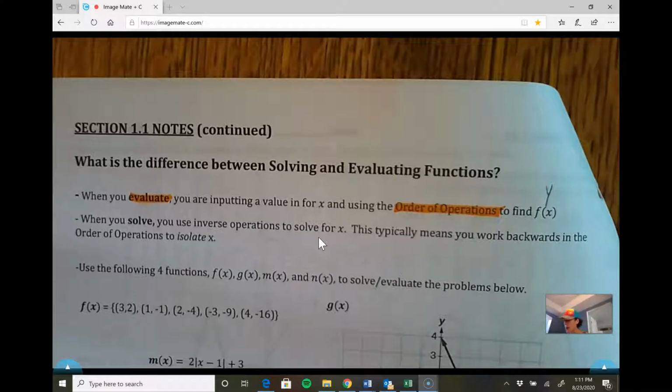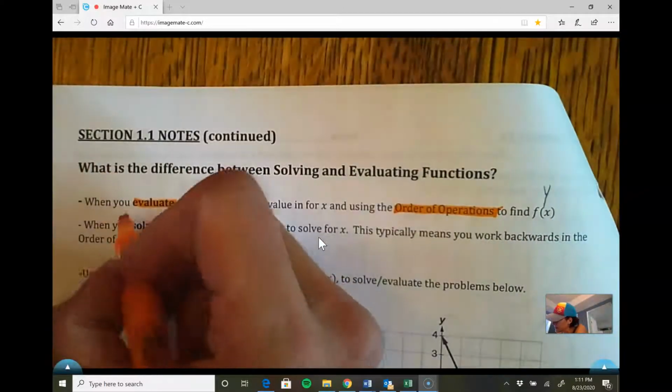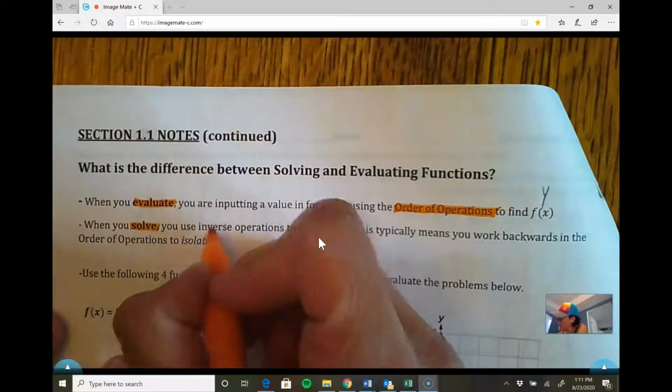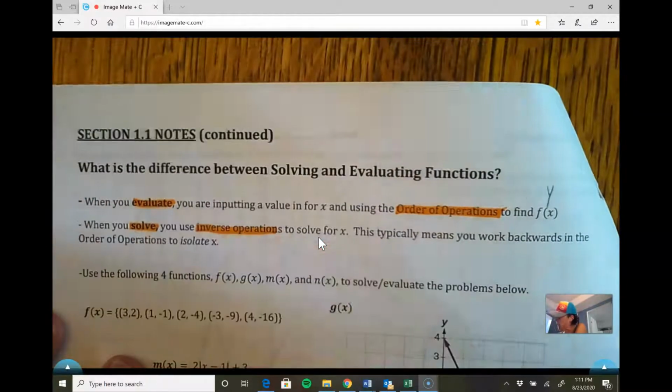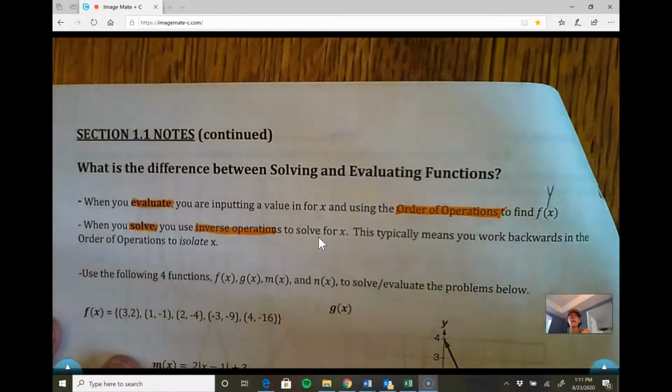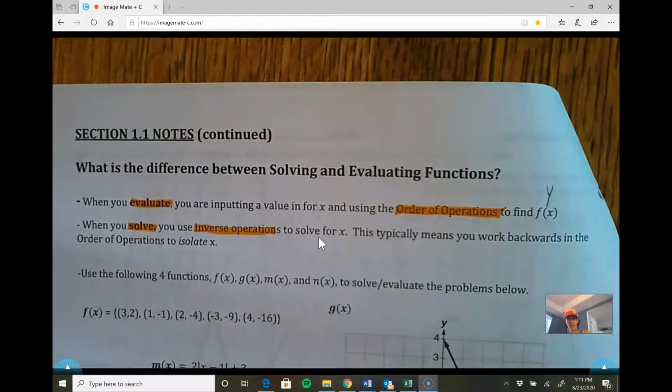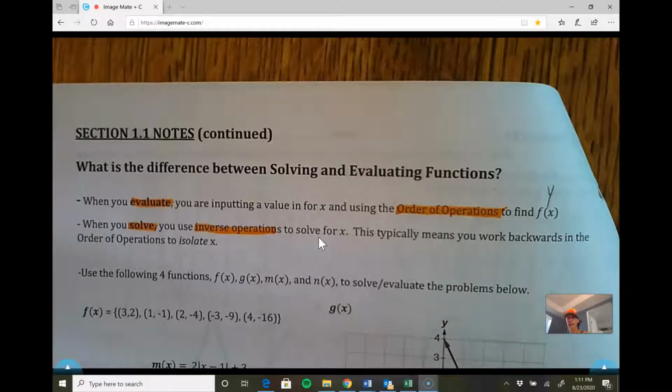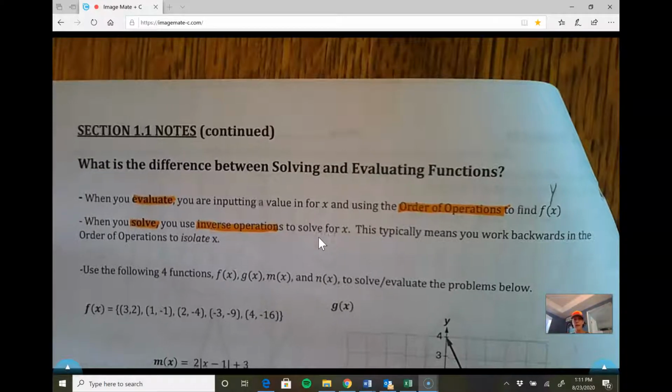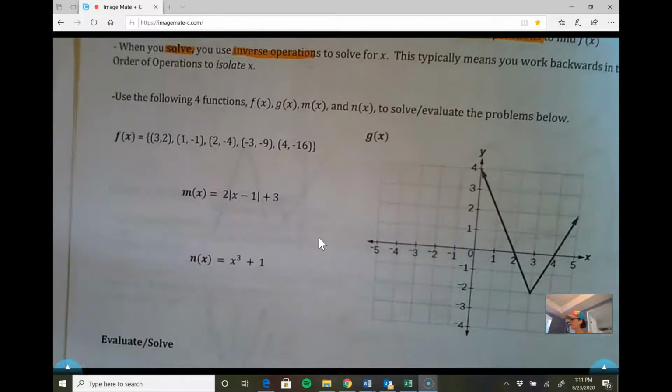So when you solve, then you're going to use your inverse operations to solve for x, because we have to isolate the variable. The inverse operations are, for instance, the inverse of adding is subtracting, multiplying has dividing, etc. And then that means we're going to work backwards in the order of operations. So this is how it's going to be presented a lot.